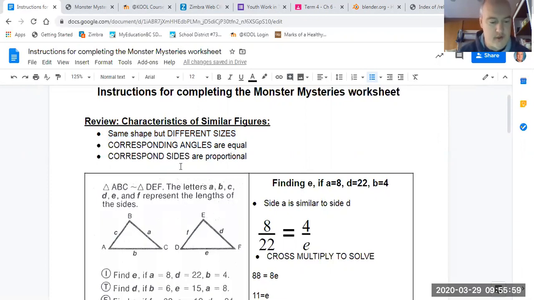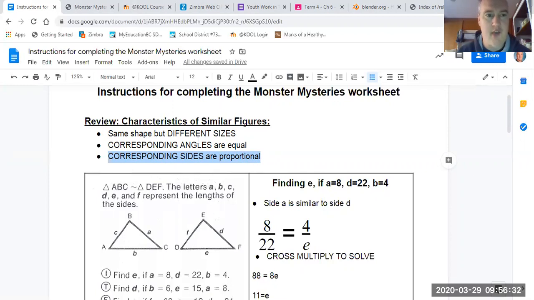Likewise, the corresponding sides are not going to be equal because they are different sizes, but they are going to be proportional. What that means is basically that when we look at the longest side on one of the shapes, it will correspond with the longest side on the other shape, and they will be exactly proportional. This concept is exactly what we're going to be using in order to find a missing side.